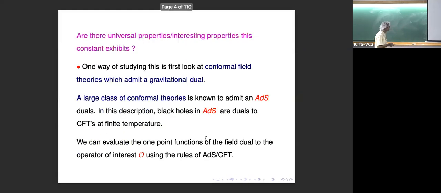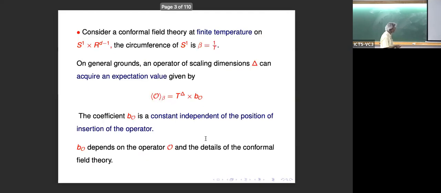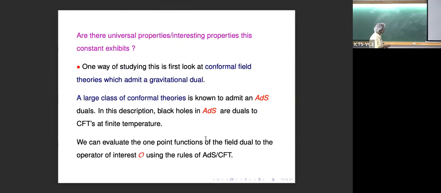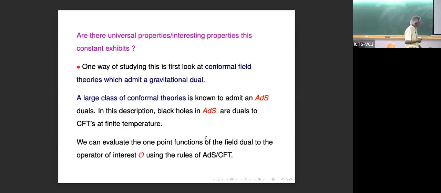So what we are basically interested in is studying the property of that number in a class of operators as well as in a class of theories, and to see if it has interesting properties. Are there universal properties of this constant which determines the expectation value of that operator? A simple way, now that you have the tool of AdS/CFT, is first to look at the theories which admit a gravitational dual. And because they all tend towards this gravitational dual, one can study this simple question that way.